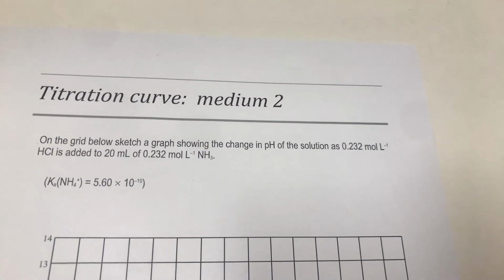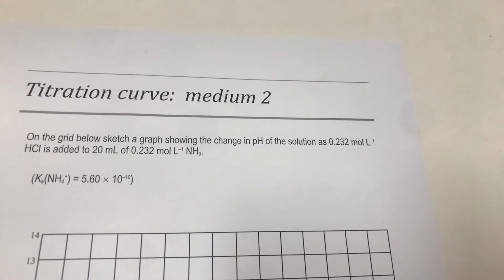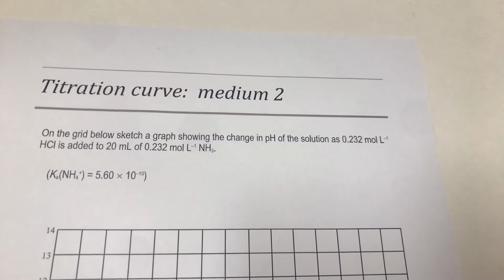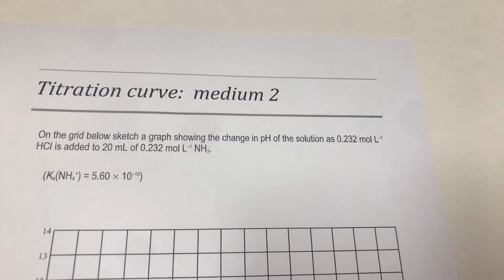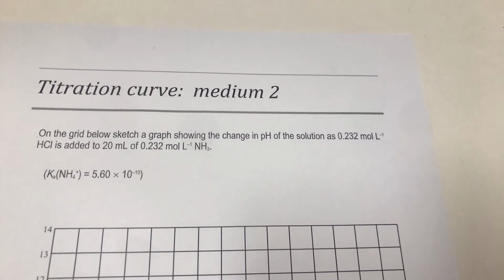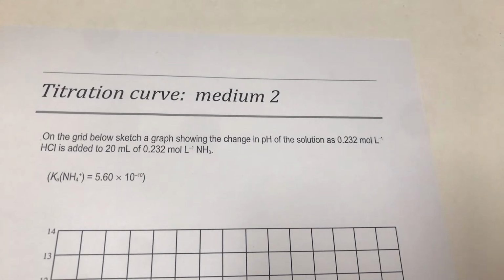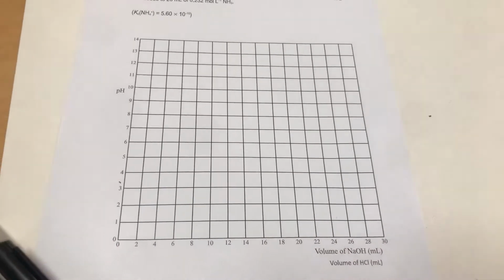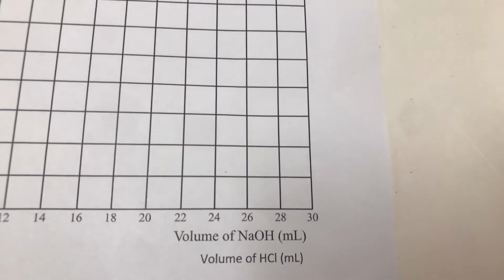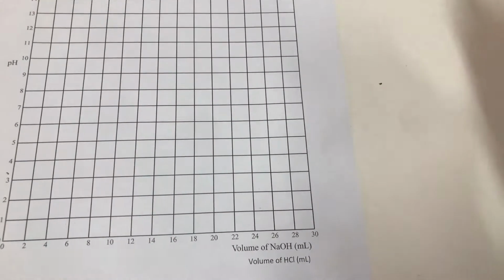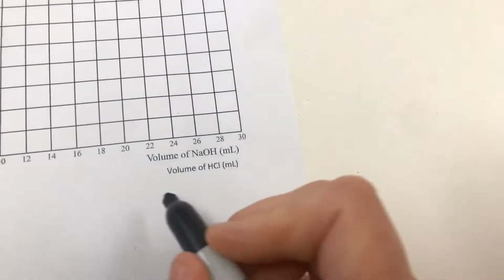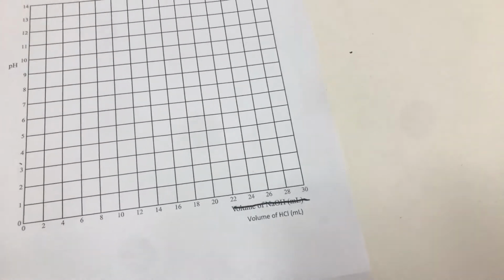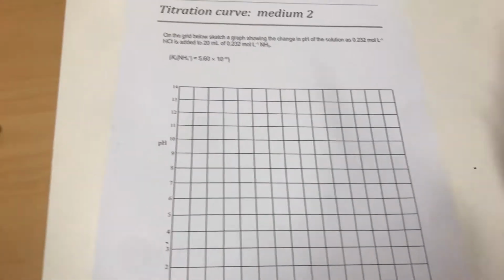We have to do a full titration sketch of the change in pH when we start with 0.232 moles per litre HCl, and we add that to 20 mL of 0.232 moles per litre NH3. We're given a Ka for NH4+, and here's our graph made up for us. Just note there's an error here, so I don't know why, but on my screen this didn't come up, but it's supposed to be the HCl, not the NaOH. Okay, so just in case your sheet's got the wrong thing on it.